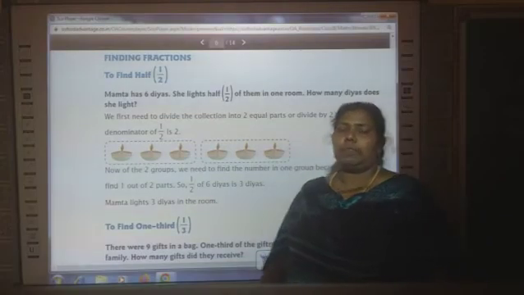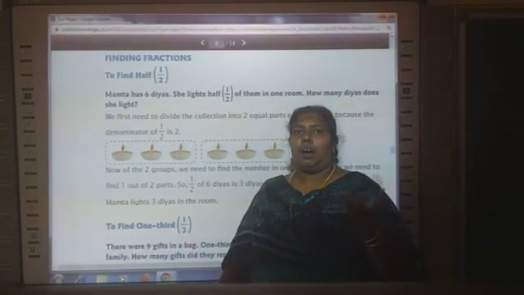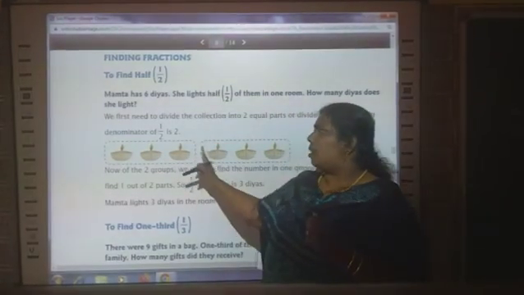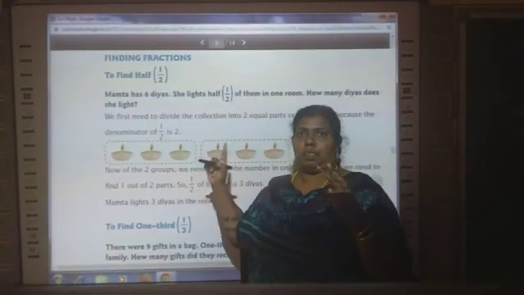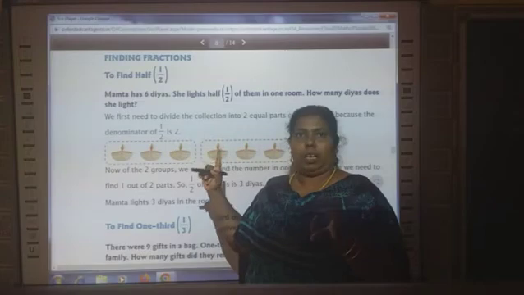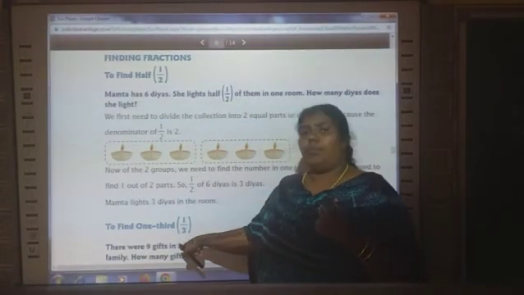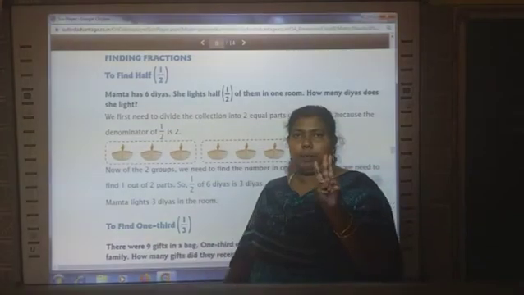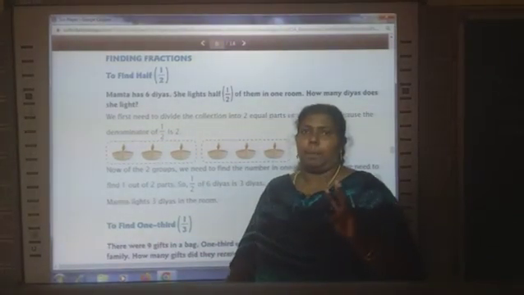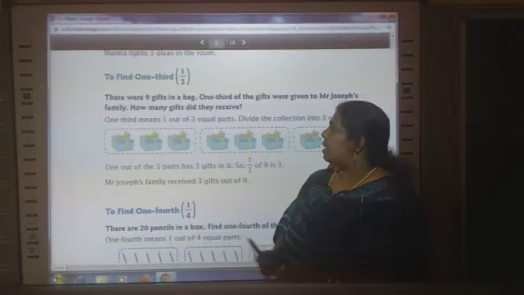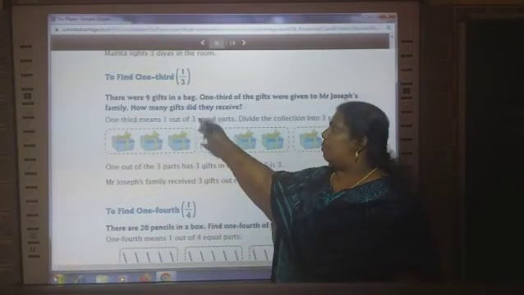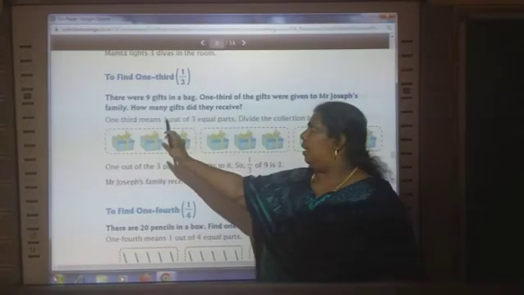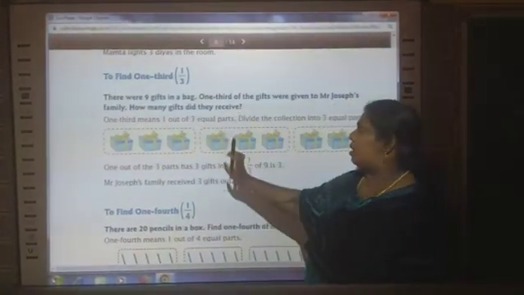Then the next one is to find 1/3. 1/3 means we have to divide it into how many groups? 3 groups. Okay. Half means we have to divide it into 2 groups, and in each group it should be equal. Then 1/3 means we have to divide it into how many groups? 3 groups. Okay. See the example. There were 9 gifts in a bag. 1/3 of the gifts were given to Mr. Joseph's family. How many gifts did they receive?